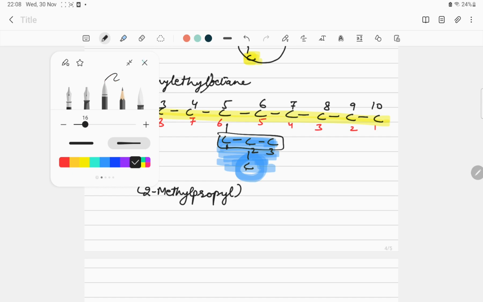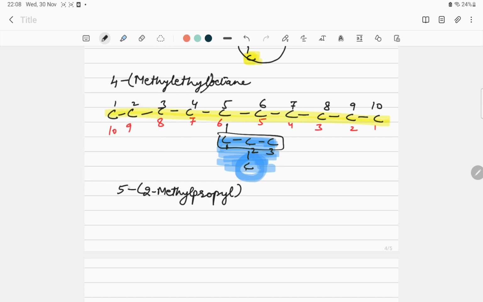What should be the name of the compound? It should be 5-(2-methyl propyl) decane. This is the name of the compound. So that is how we can name the aliphatic hydrocarbons. In that, a special category, alkanes, we finish with. The rest will continue in the next class. Thank you.